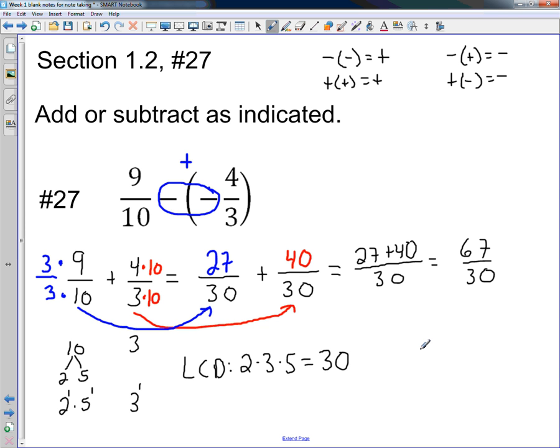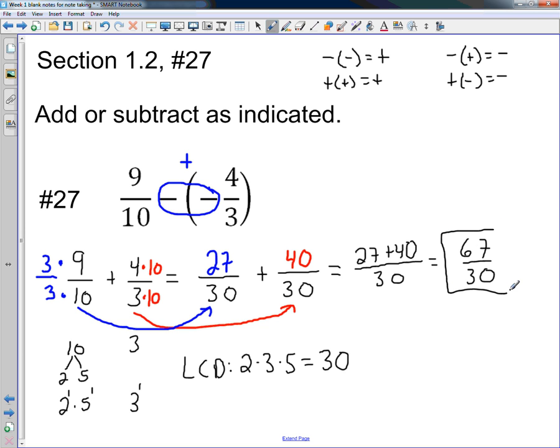Since we know that 30 is 2 times 3 times 5, I can check 67. Is it divisible by 2? Will it reduce? It is not even, so no. Will it divide by 3? Go ahead and check to see if this reduces. Well, 3 doesn't go in evenly. Check 5. Well, 67 doesn't end in 5 or 0, so no. So this would be considered our final answer.